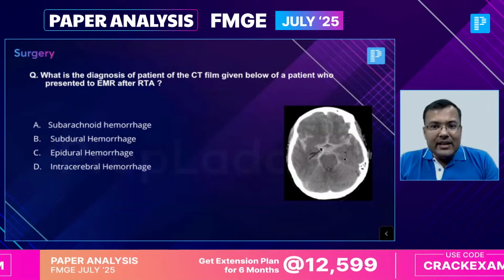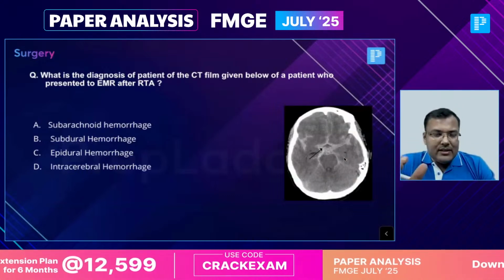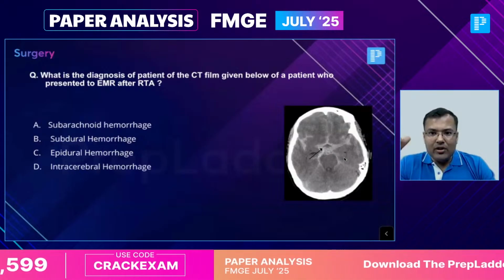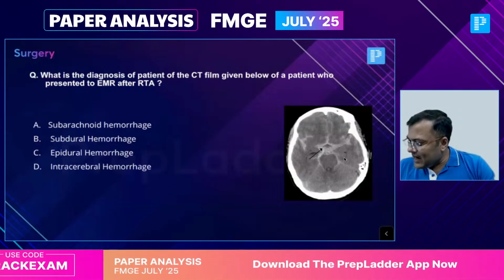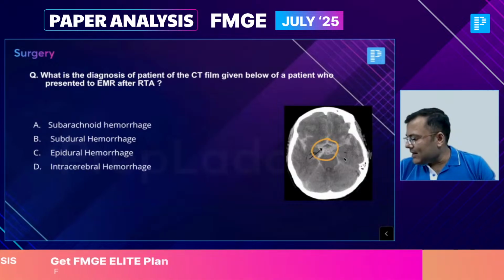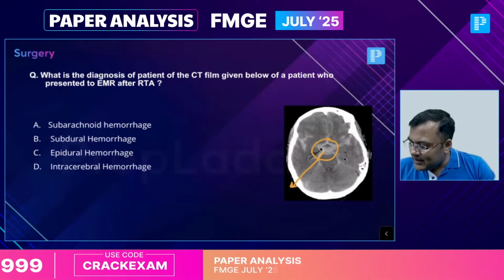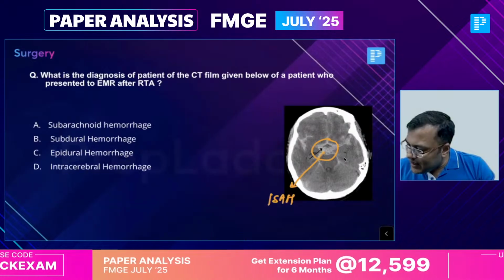After that, again, an easy question. See, this question was asked multiple times in the exam. EDH, SDH, and subarachnoid hemorrhage. In this case, you can see here, guys, this hyperdense area in the basal cistern. This means there is presence of blood in the basal cistern. What is the diagnosis? Subarachnoid hemorrhage.